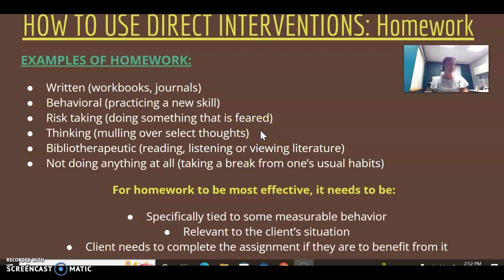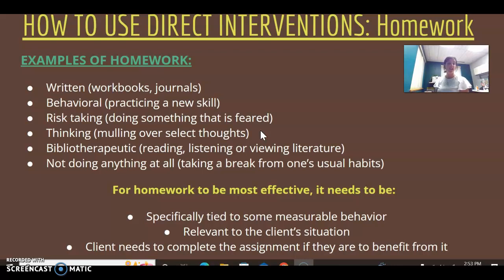Thinking, this is more of a subjective one. It's a little bit hard to sometimes measure and know if it occurred. You just have to be very specific about what you want the client to think about and how do you know and can hold them accountable to doing it. Bibliotherapeutic, so that could be something related to reading a book on a topic or reviewing an article that you've had. So it's kind of the educational piece, but giving them a resource that they have to read.